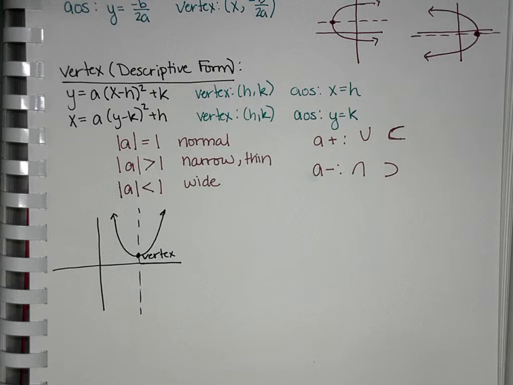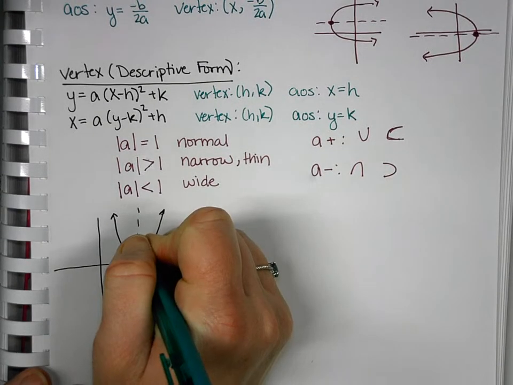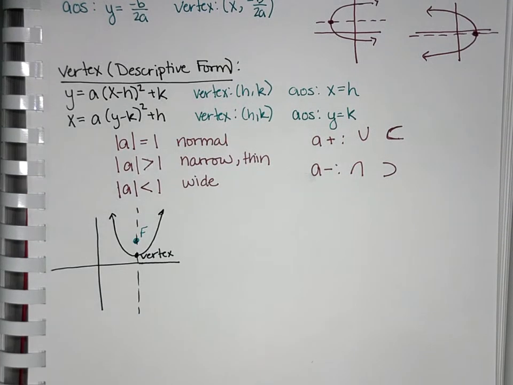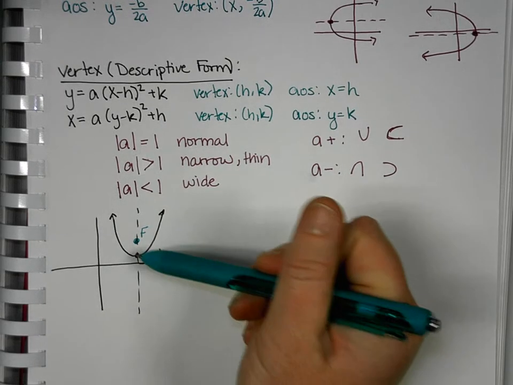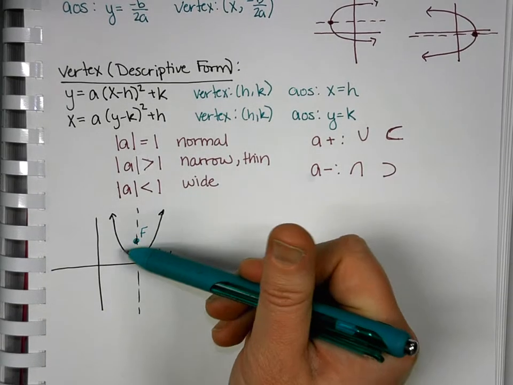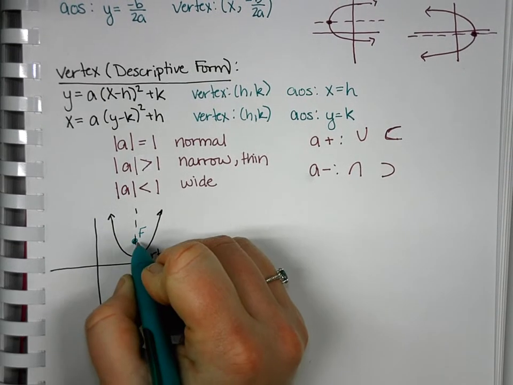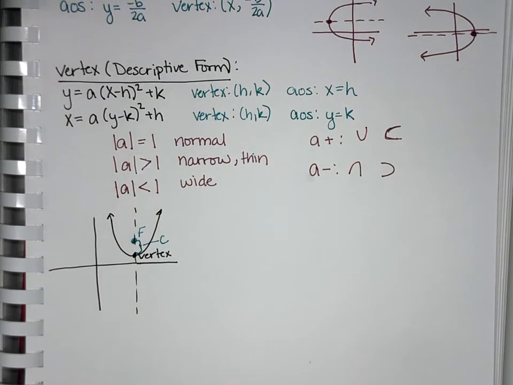The focus is always the point that's inside your parabola. So if your parabola is to the right, it's going to be to the right. If your parabola is left, your focus will be left. If your parabola is up, it'll be up. If your parabola is down, it'll be down. So your focus is always on the inside of your parabola. This distance between the vertex and the focus, we call that C.